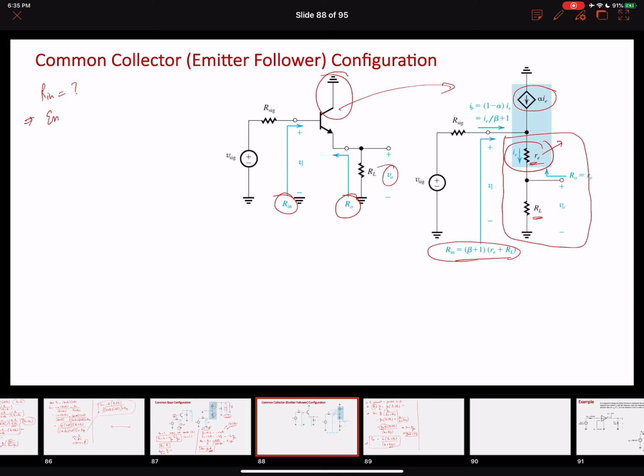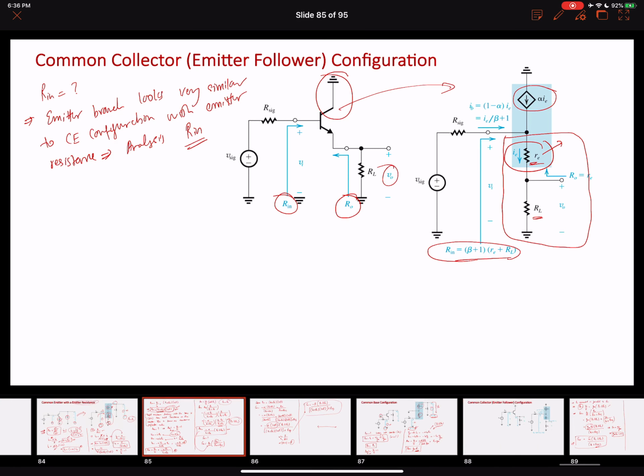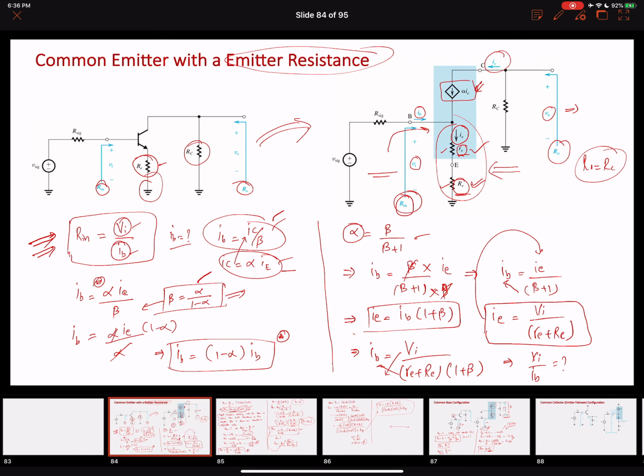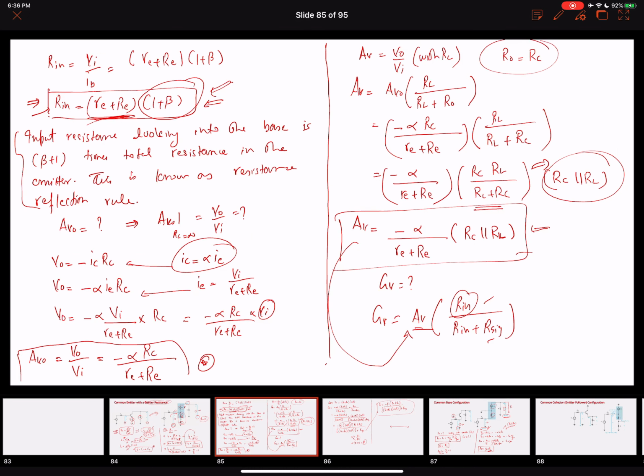So now our input resistance is the first thing that we want to find out, right? Our emitter branch looks very similar to the common emitter configuration with emitter resistance analysis, right? So we did this analysis and we found the value of the input resistance. Let's go back and see that value, right? So this was the value of the Rin that we were interested in here, and the value that we ended up finding was re plus RE. These were the two resistances that were appearing in the emitter branch, and then times 1 plus beta.